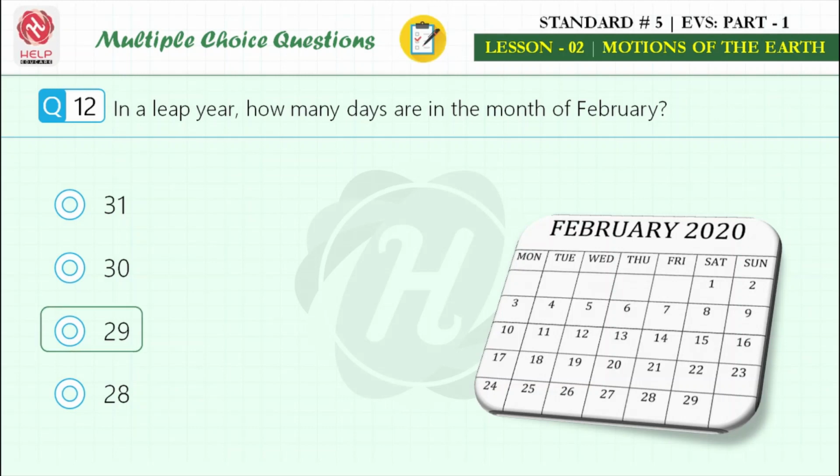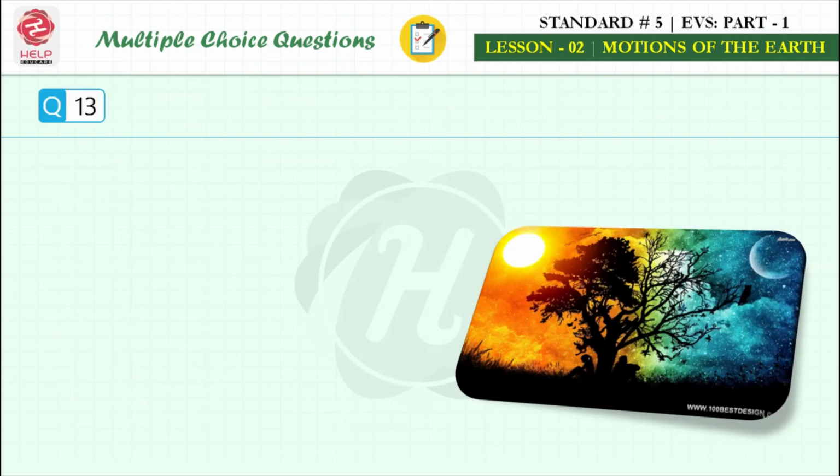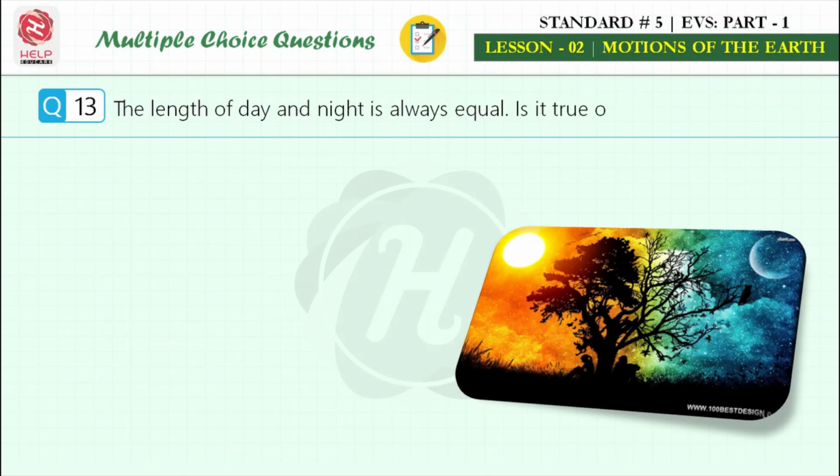Correct answer is 29 days. Question number 13. The length of day and night is always equal. Is it true or false? First option, true. Second option, false.